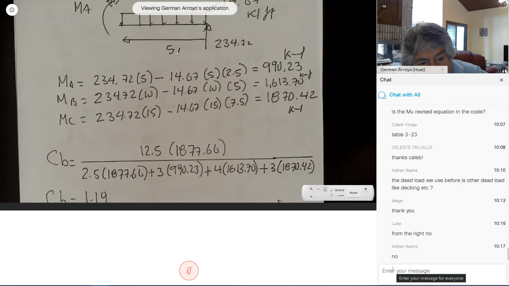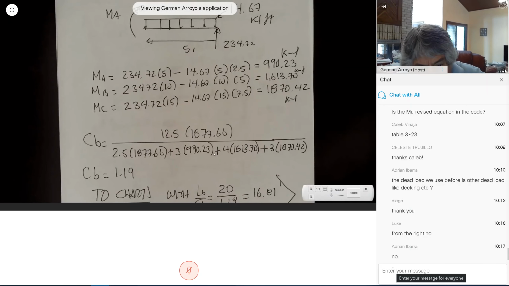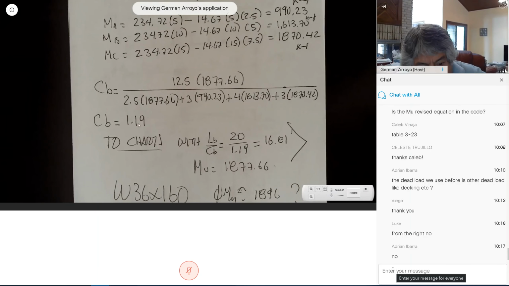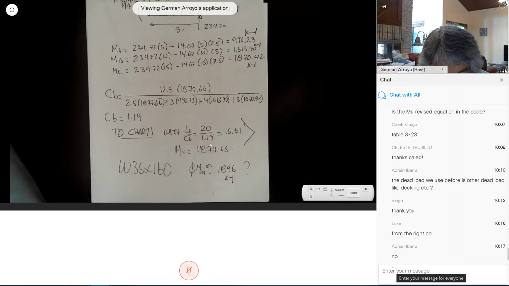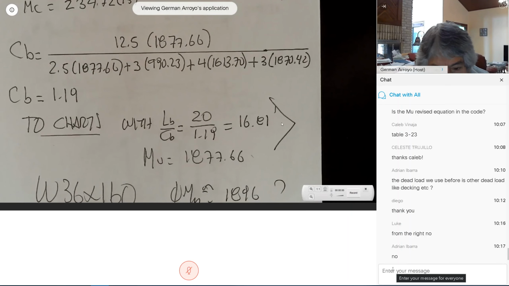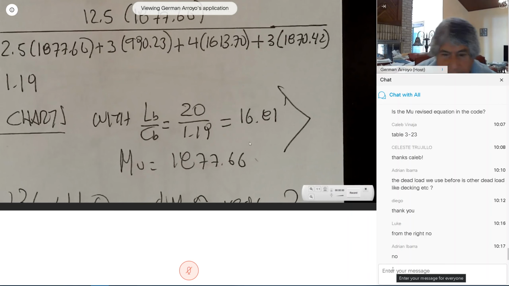5, 10, 15. So my moments are 990, 1613, 1870. I put this moment, this is the maximum, in here, and it gave me 1.19. Go to the chart again, with L sub B, C sub B, and M sub U, the maximum. Go to the chart and tell me what page.